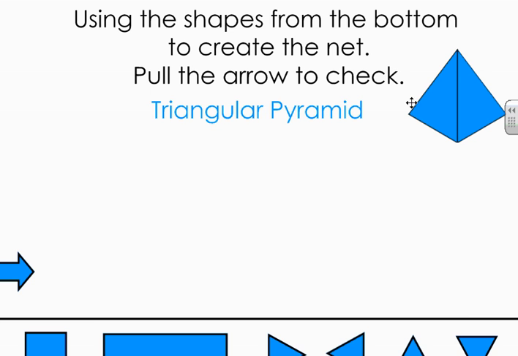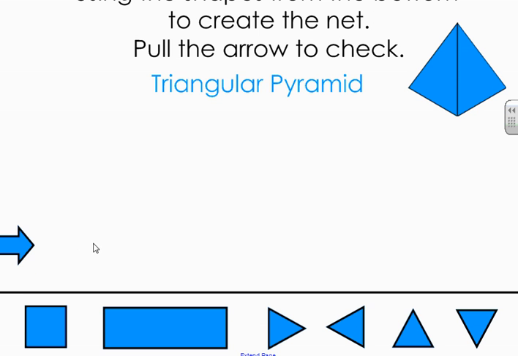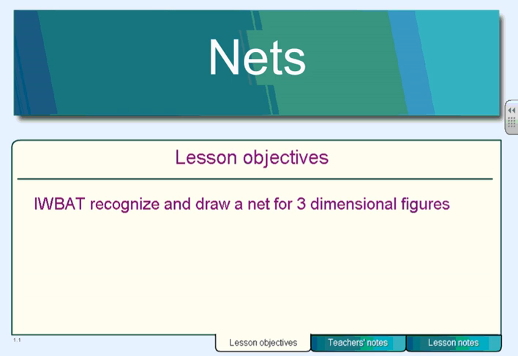All right, now we have a triangular pyramid. So once again, take the shapes, pay attention to that name. And here, make sure that you have a triangle in the middle for the bottom. It is a triangular pyramid. That means the base is in the shape of a triangle.